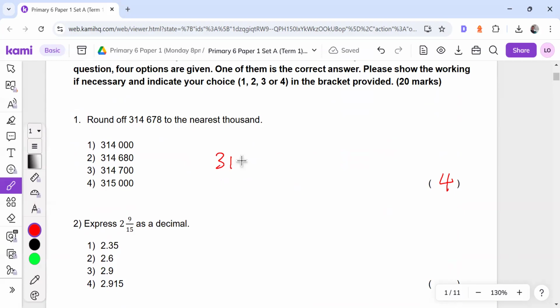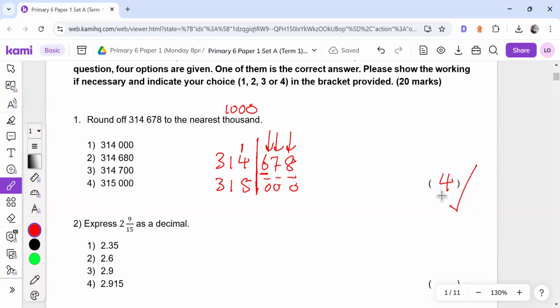How do you round off to the nearest thousands? Thousands have three zeros. So you take a ruler or your pencil and draw a line to show the last three digits, because thousands have three zeros. Then look at the digit nearest the line. Is it 5 or bigger? If it's 5 or bigger, you round up. So when you round up, there will be 315 thousands, and all the rest of the digits become zeros. So you have 315,000. That's answer number four.